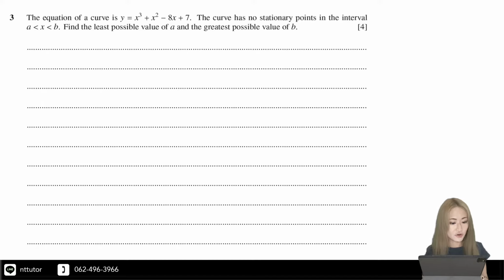The equation of a curve is y equals x cubed plus x squared minus 8x plus 7. The curve has no stationary points in the interval x between a and b. Find the least possible value of a and the greatest possible value of b.